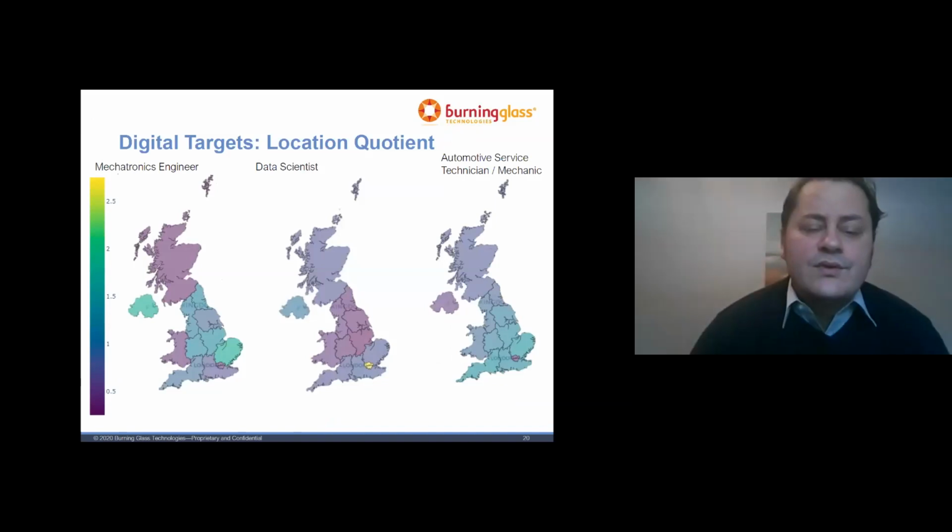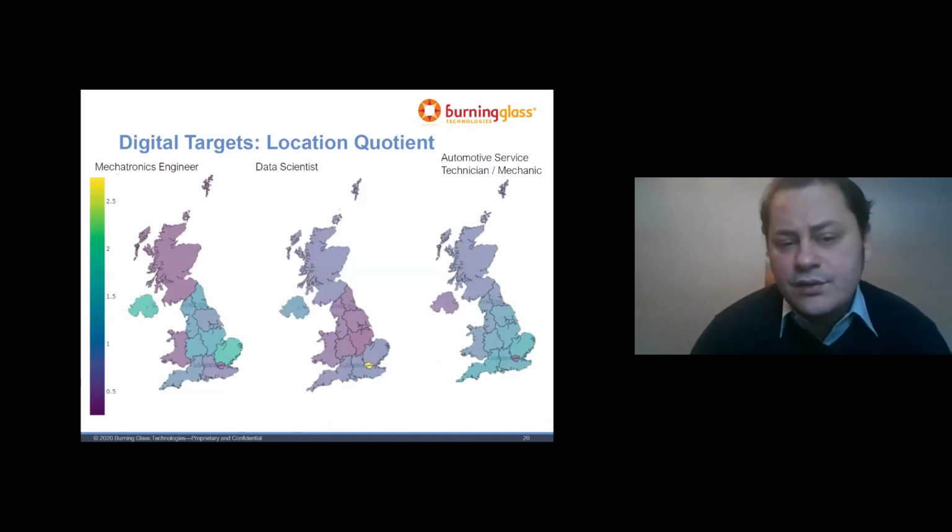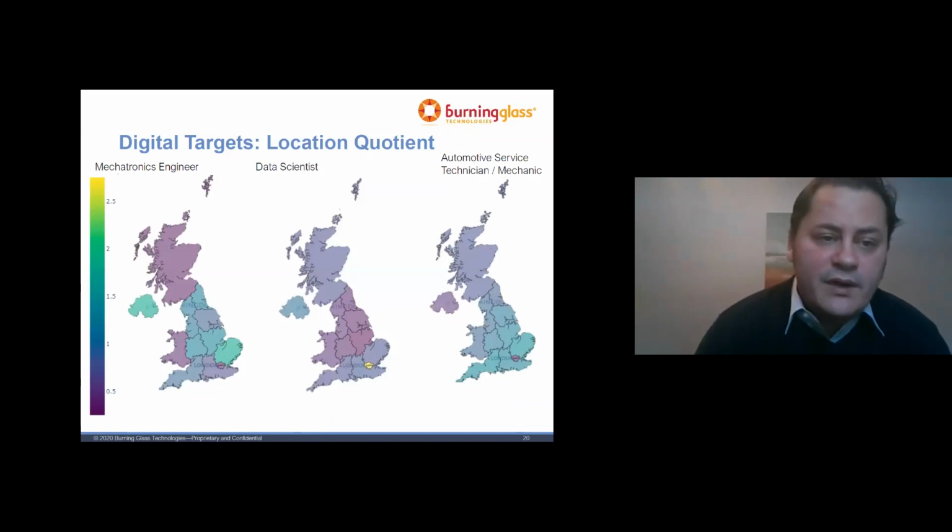And this is another way to see the same information. If you map the location quotient and the concentration, you see, for example, data scientists being very heavily concentrated in London, but vice versa, some of the mechatronics engineers are more concentrated in Northern Ireland or East England. And next slide, please.